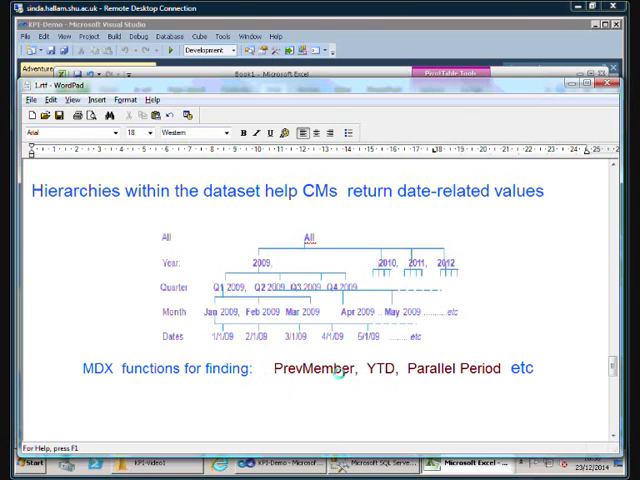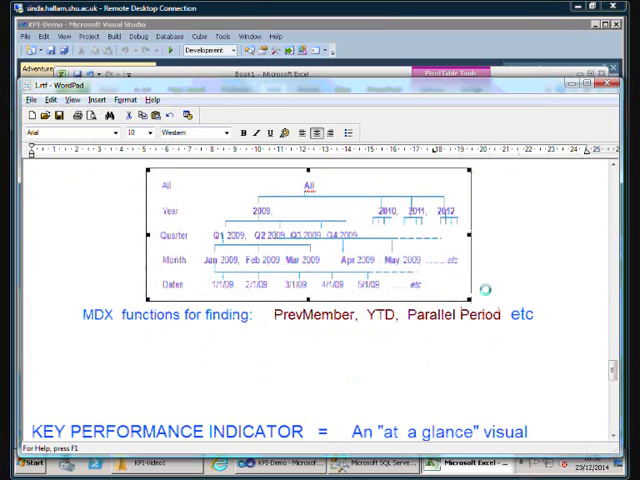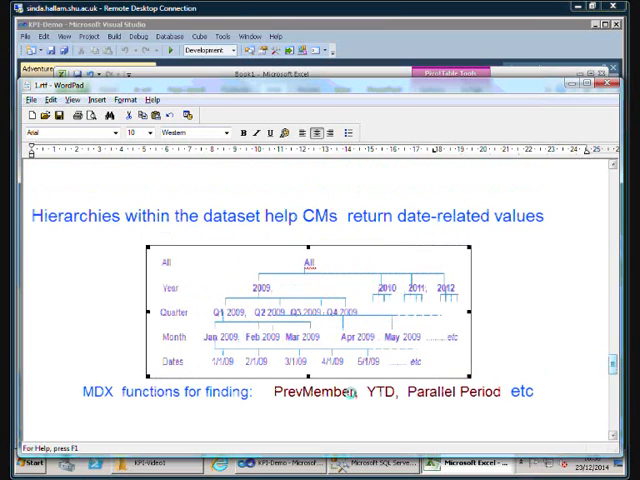And we can do such things as, if we're on a particular quarter, then if we ask for the previous member, if we're in quarter 4 of 2009, that's going to relate to quarter 3. If we were in March 2009, that would relate to February 2009. If we're on the 3rd of, it looks like January here, then the previous member is the 2nd. Or we could ask for the next member.